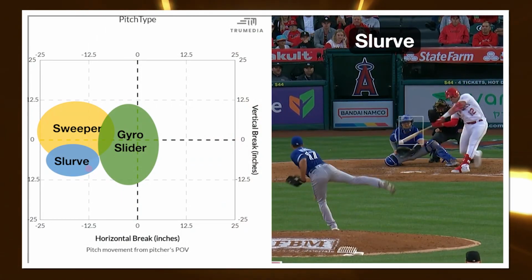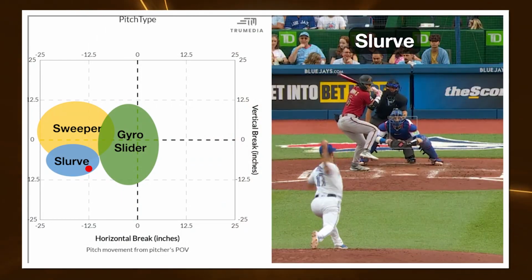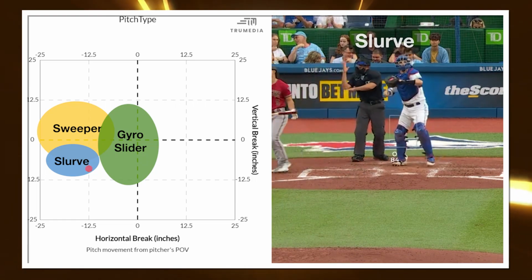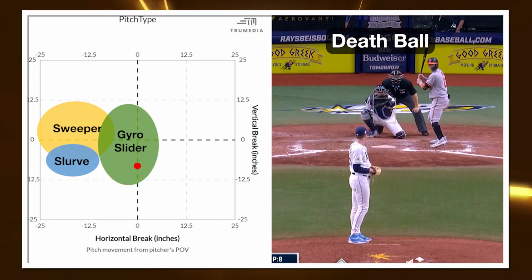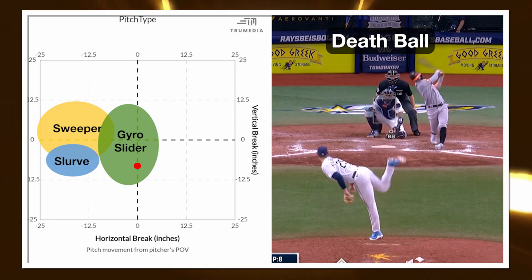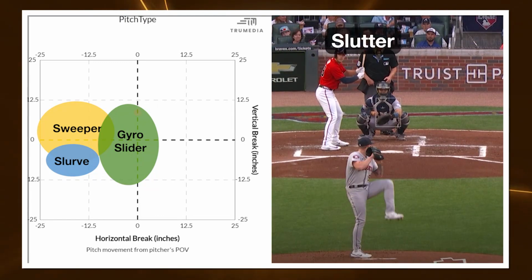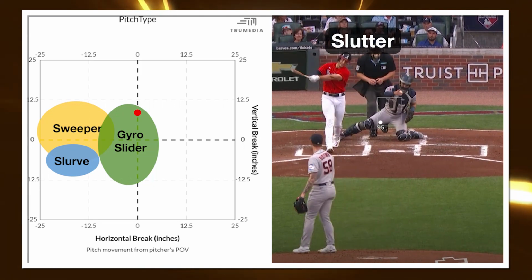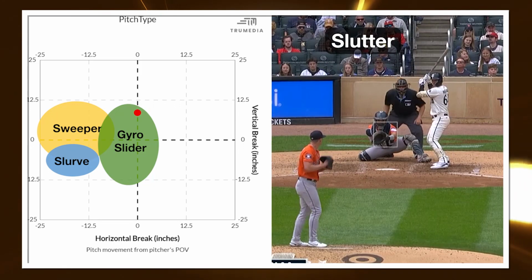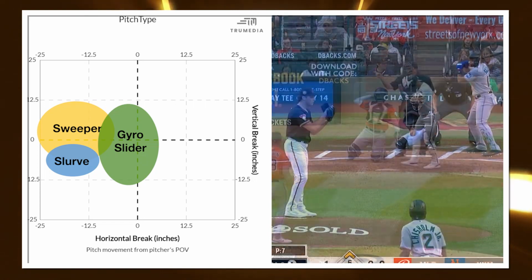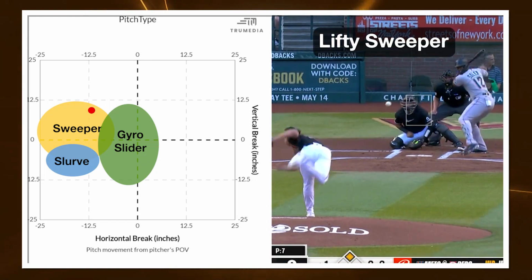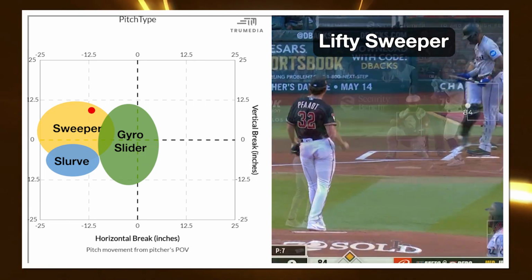For example, a slurve is a sweeper with more drop. A death ball is a gyro slider, as we talked about, that has more drop. A slutter, which is a term that I don't know if people like, but I think it's hilarious, is a gyro slider with a bit more lift. The specific terms, in my opinion, have more utility to coaches, players, and hitters who need that mental map or that common language to quickly pull up an understanding of how that specific pitch is moving for them to either cue it differently or approach it differently as a hitter.